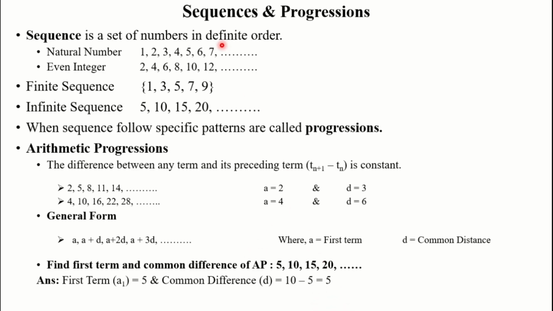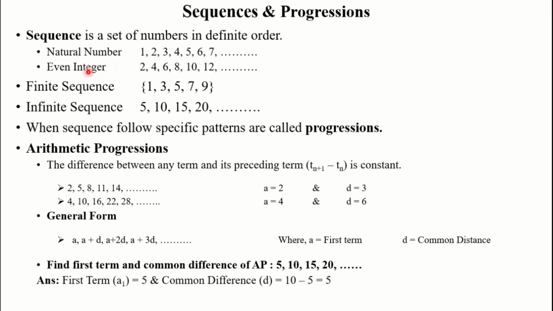Before starting the arithmetic progression, first of all we need to understand the basics of sequence and progression. A sequence is a set of numbers in a definite order. An example of a sequence is natural numbers. Natural numbers are the set of positive integers excluding 0. We call it a set of natural numbers, that is, a sequence.